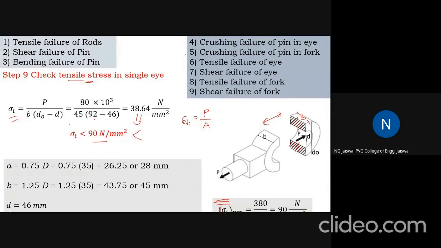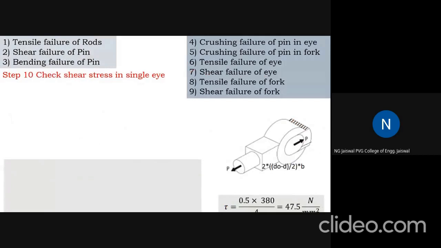So what did we do so far? Tensile failure of I is also considered. Next will be shear failure of I. Shear failure of I. So what would be the step? Step number 10 would be now check the shear stress in I. Check the shear stress in single I.